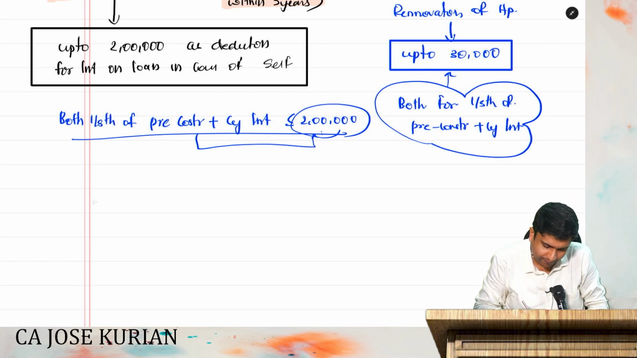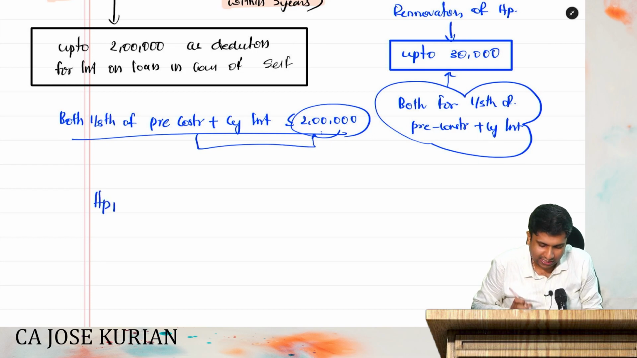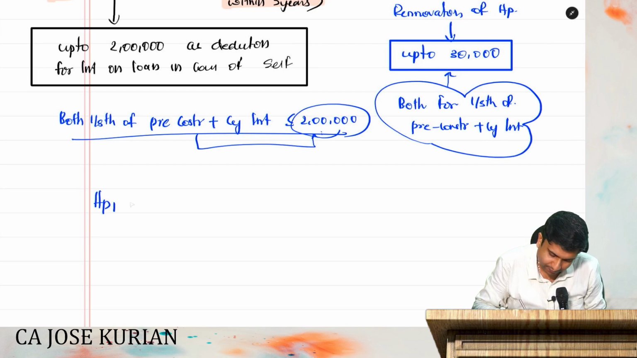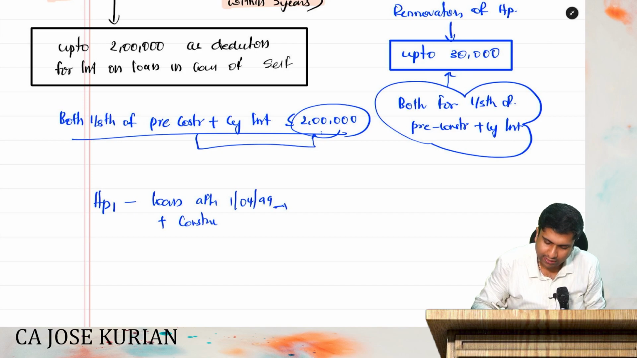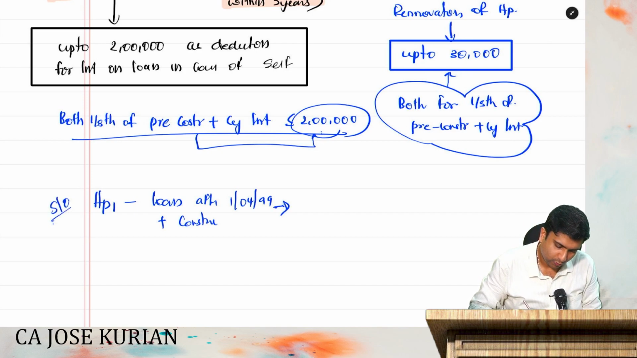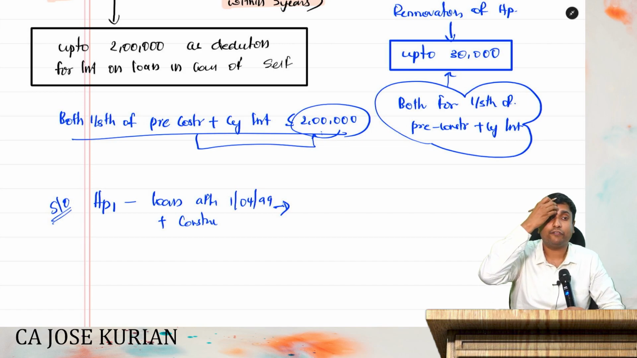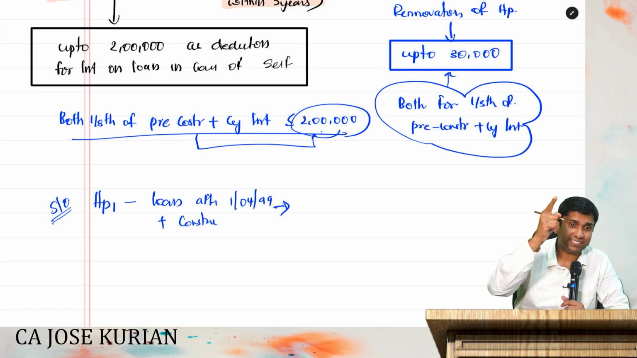What do you mean by not property-wise? Say for example, I have house property 1. We will discuss different permutations and combinations. I have house property 1, and the loan is taken after 1st April 1999 for construction. What is the maximum amount of interest that I can claim? House property 1 is self-occupied. What is the maximum amount of interest that I can claim as a deduction? How much is it? 2 lakh.